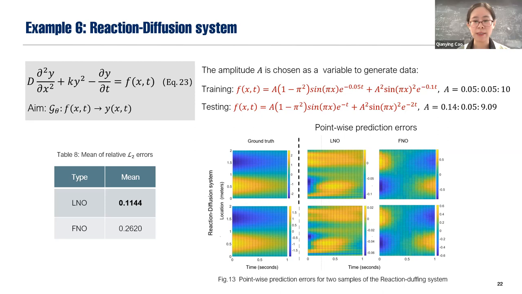Table 8 shows that LNO produces more accurate results overall than FNO. Figure 13 displays error plots of two typical test samples. LNO has smaller errors than FNO, indicating that using the system poles and residues as network parameters helps in operator learning, even when dealing with the steady state response of nonlinear systems.